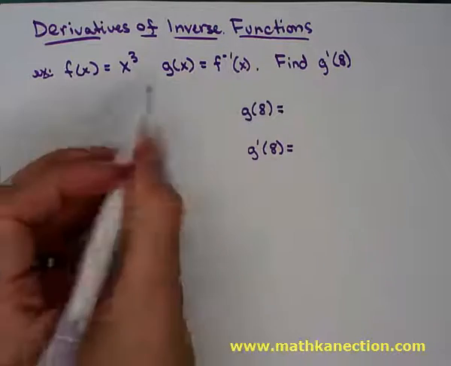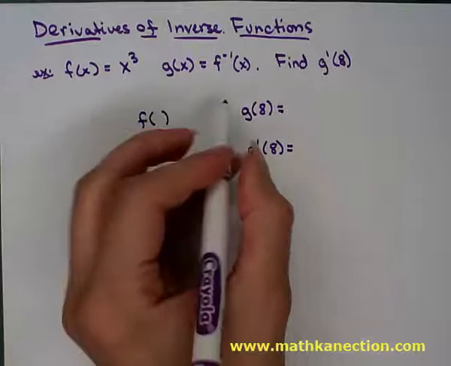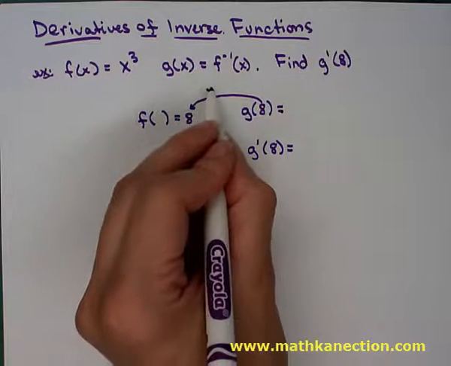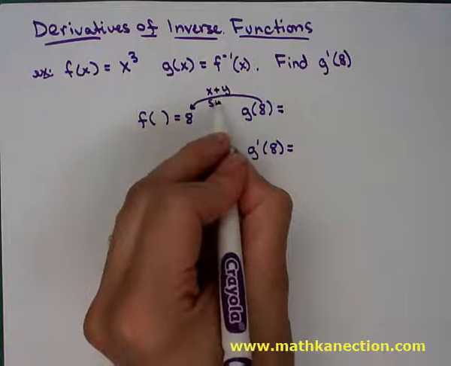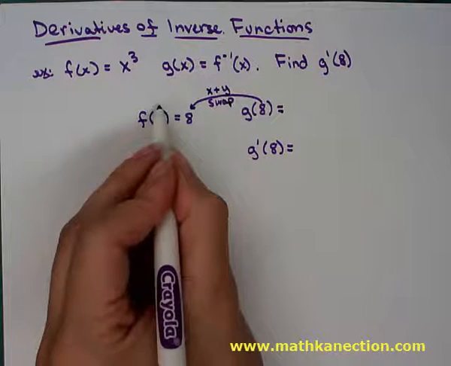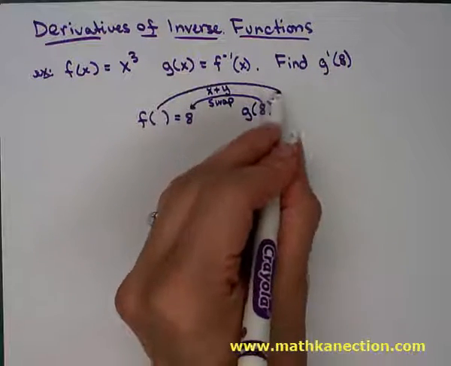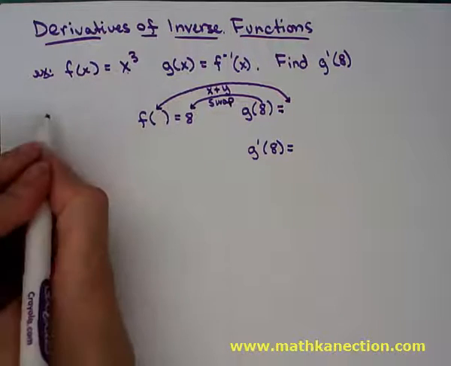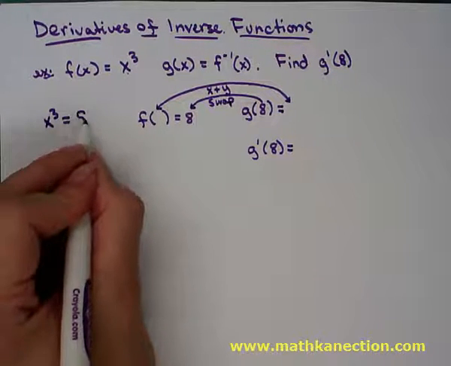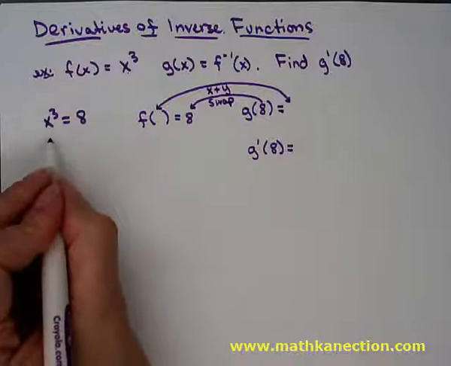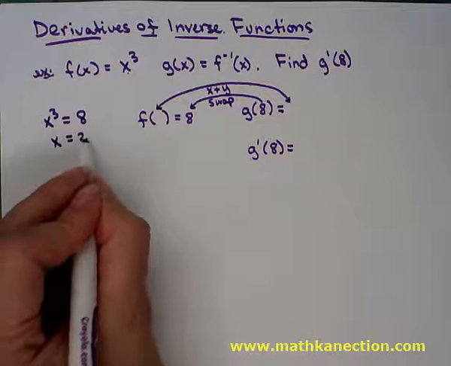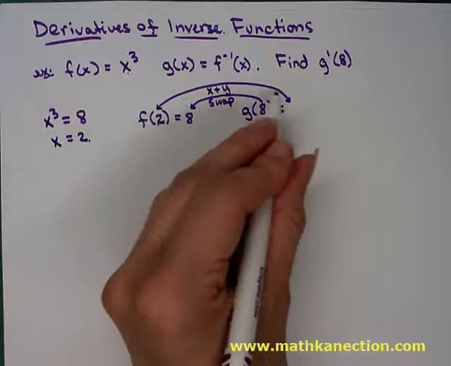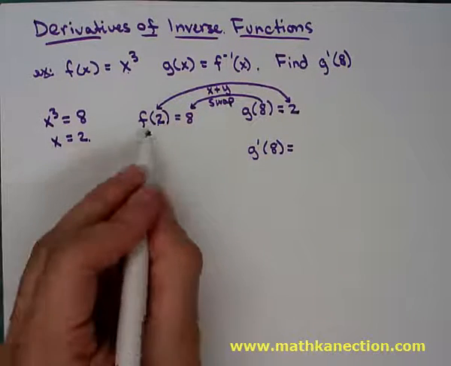To find g of 8, remember g and f are inverses of each other, so that means the x and the y values will swap places. So the y value for f is g's x value. In order to find the x value for f, which will be g's y value, we need to take the function f of x and set that equal to 8. So x cubed is equal to 8, and then cube root both sides to get x is equal to 2. So our x value for f is 2, and that means that g of 8 is also 2.